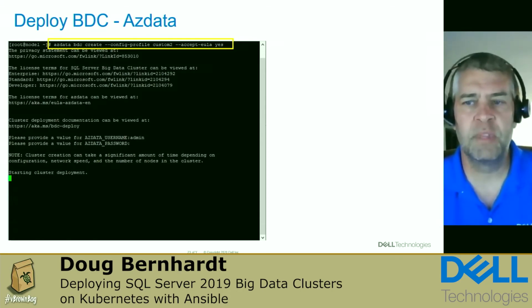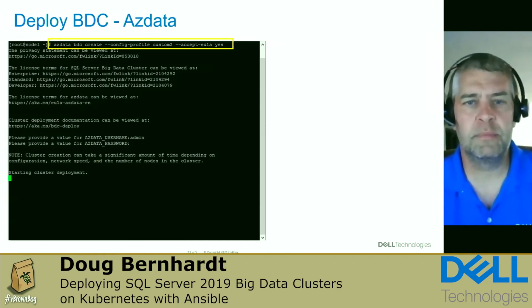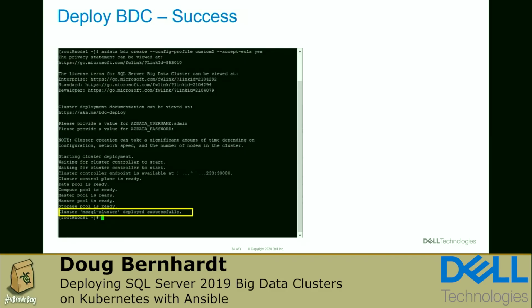To deploy BDC, we install and run the AZ Data utility provided by Microsoft. This will deploy the entire cluster into a namespace consisting of several pods, services, and persistent volumes, which are dynamically created based on the storage class we provided earlier. As the deployment progresses, you will see various progress messages as the various components come online. After all the components are deployed, the cluster deployment will be complete. At this point, the entire deployment is complete and the big data cluster is ready for use.